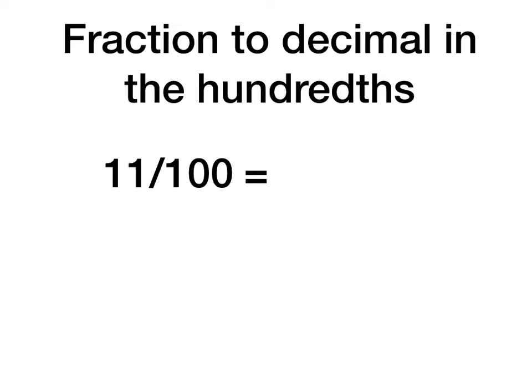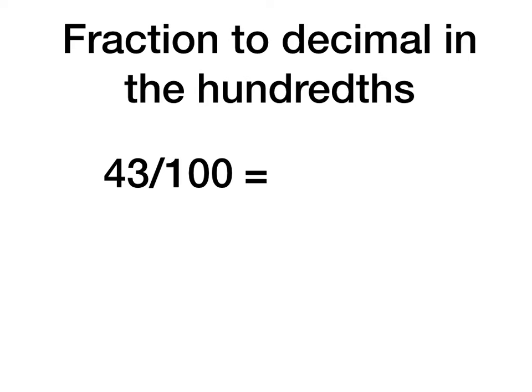But what happens when you have a denominator, the number at the bottom, that's 100 instead of 10? Let's convert this fraction into a decimal. If you have 11 of something over 100 of something, that makes 11 hundredths, or 0.11, right? Let's do another one.